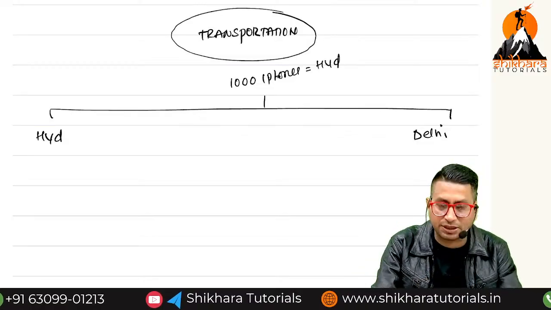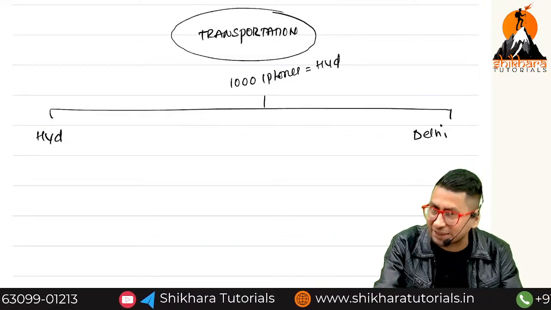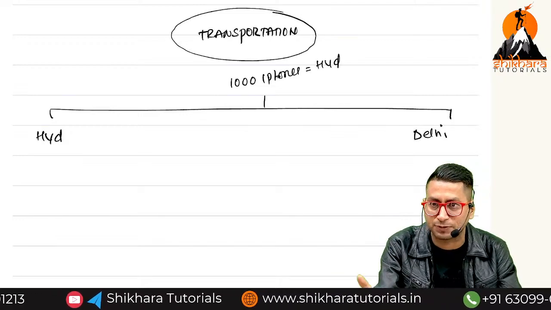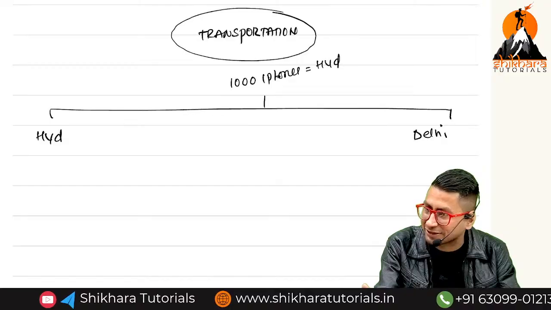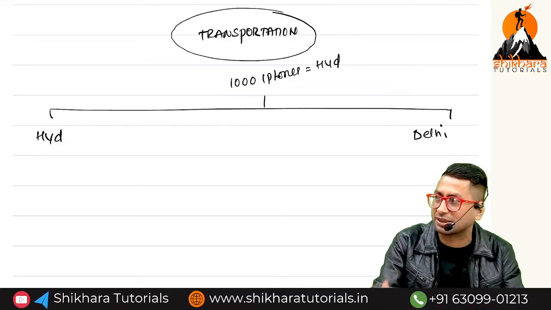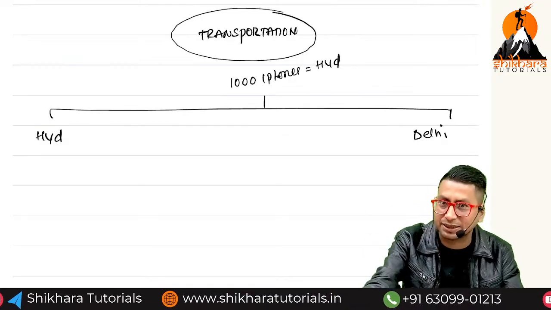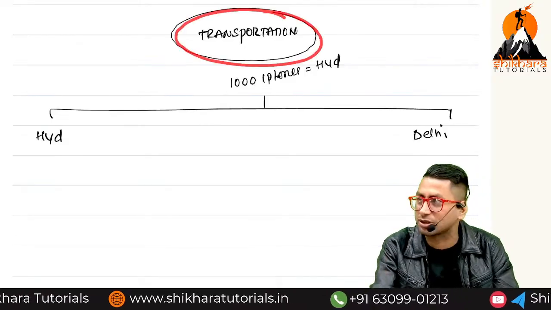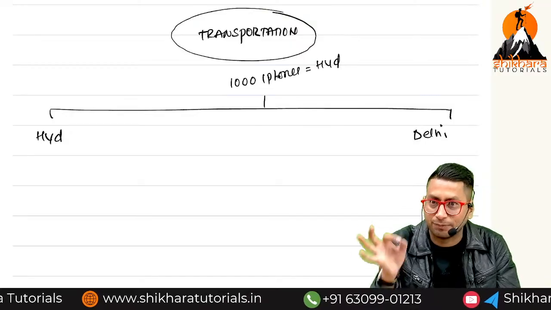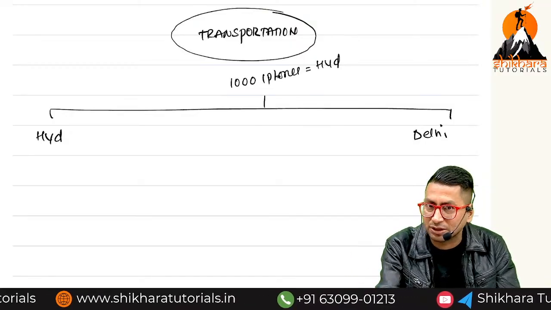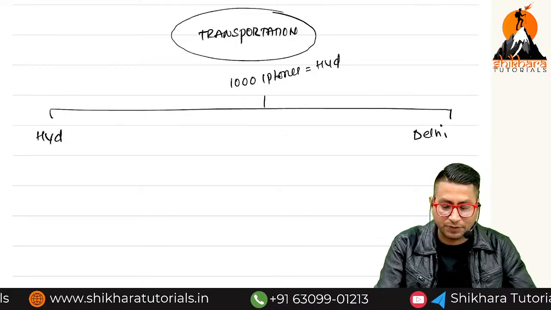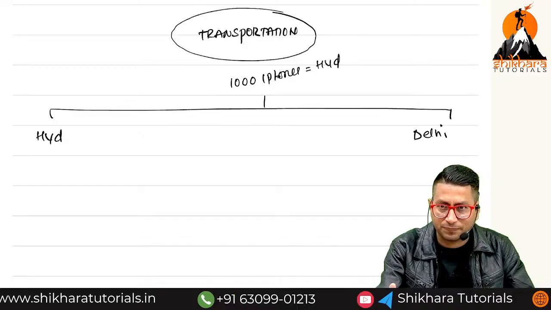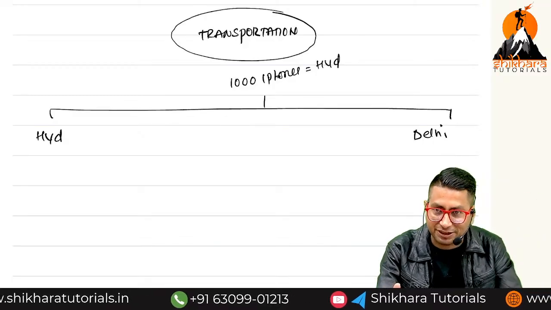Maximization is not an objective of transportation, only minimization. Why, sir? Why is maximization not an objective in transportation? Why is maximization also not an objective in assignment? That we will discuss in detail when we go to the relevant chapter. As of now, just remember, in transportation also, in assignment also, the main objective of a business is doing what? In assignment, it is minimizing the time, and in transportation, minimizing the cost.